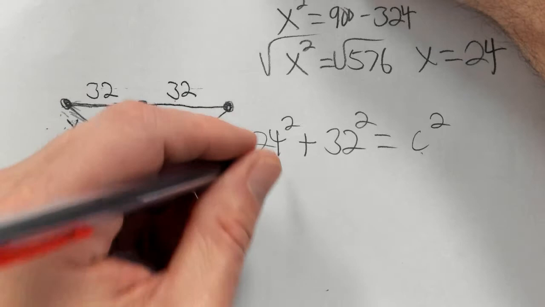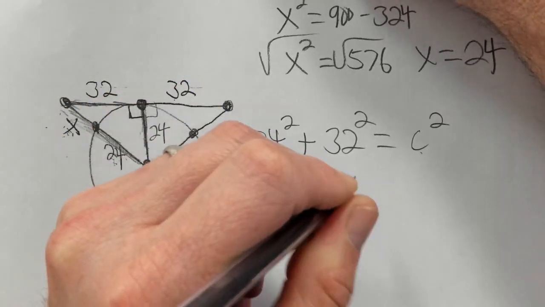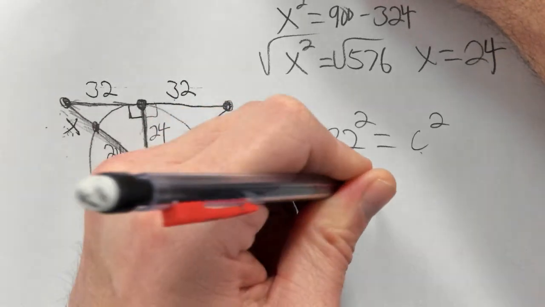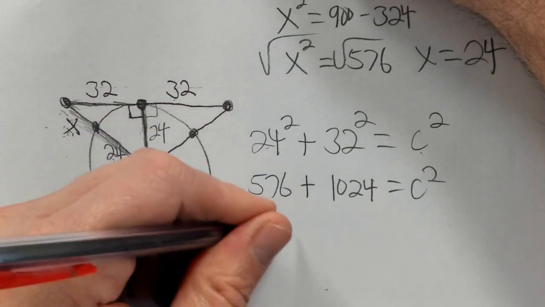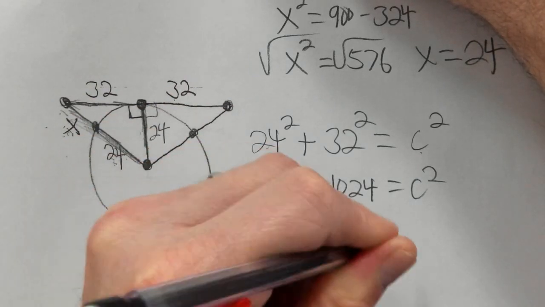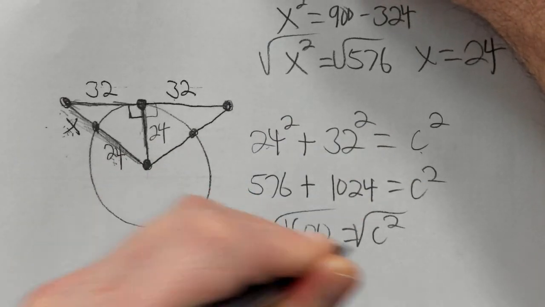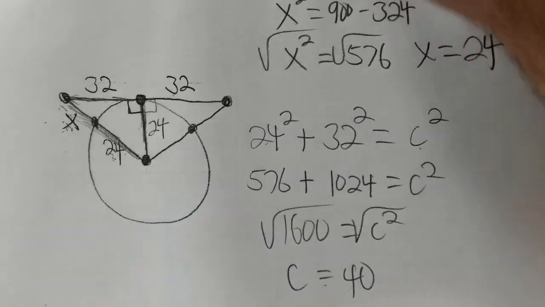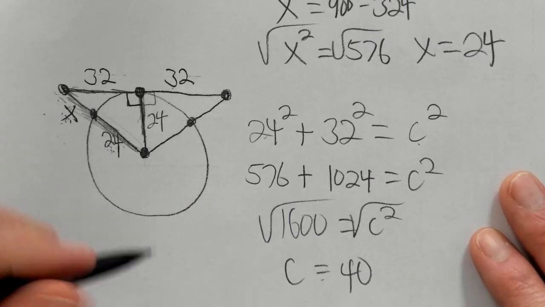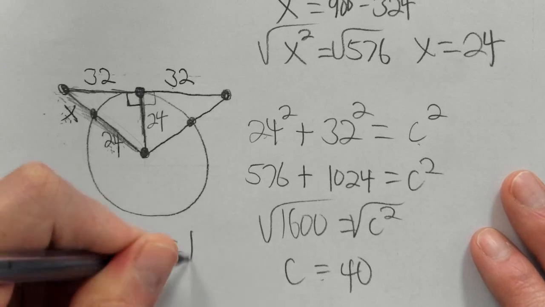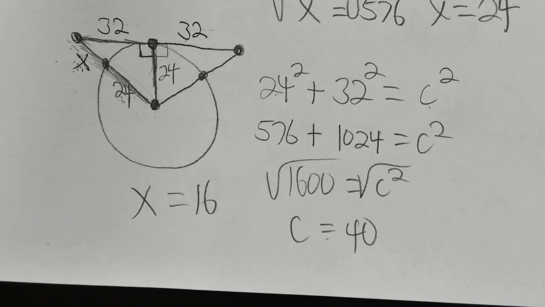So 24 squared is 576, plus 32 squared is 1024, and that's going to be equal to c squared. So we can add that: 1600 equals c squared. Square root of both sides, c is equal to 40. And so if my hypotenuse is equal to 40, then I can do 40 minus 24, and that means my x is actually 16, because 16 plus 24 makes 40. All right? So there you go.